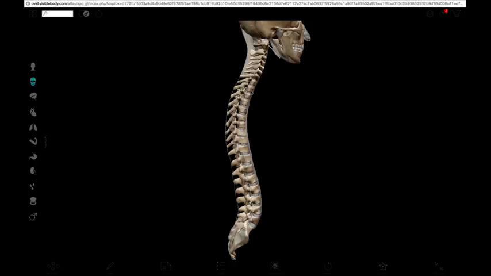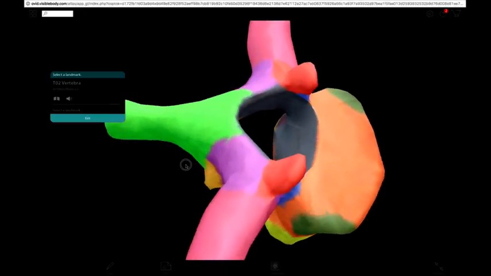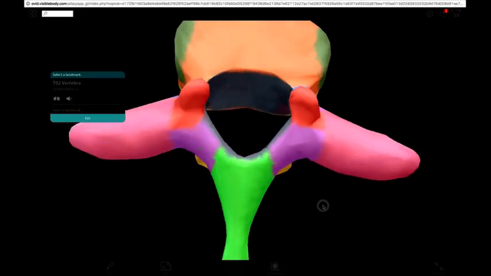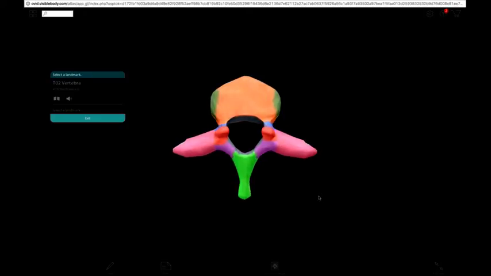All right, let's see if we can find a vertebra for you here. All right. So this is pretty much a typical vertebra. So we're going to spin this one around so you can look at it. And just so you know, this is a superior view. We're looking at this from above.